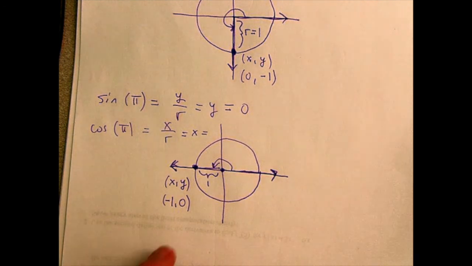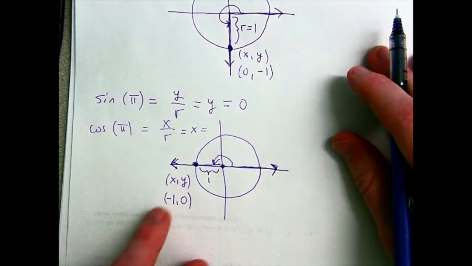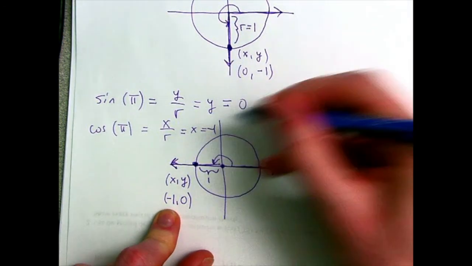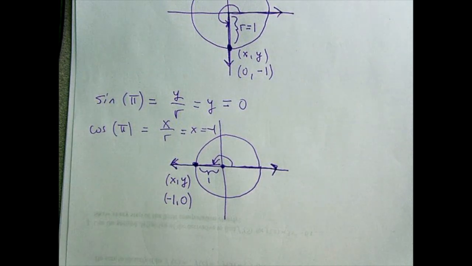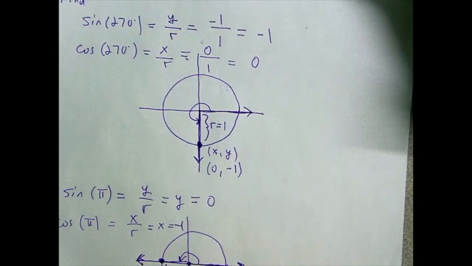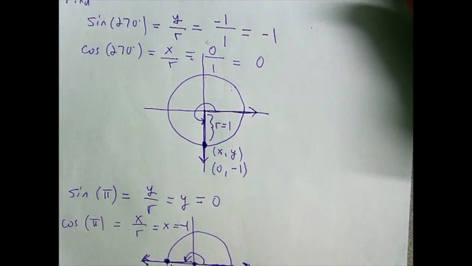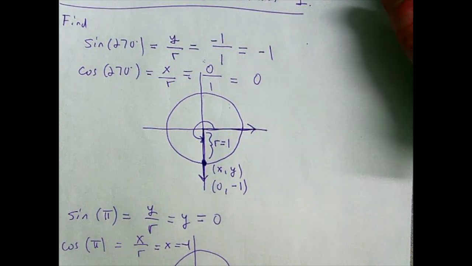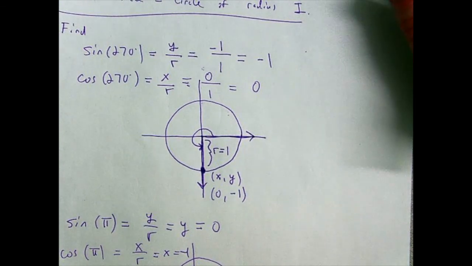So this distance is 1, but of course it's to the left of the y-axis, which means the x-coordinate is -1. All right, well, so what's the sine of pi? Well, by definition, it's y over r. But as always, we're choosing r to be 1, which means that this is really just y, right? We don't really need the r. And what is y? It's the y-coordinate of this point. Well, that's 0. So sine of pi is apparently 0.